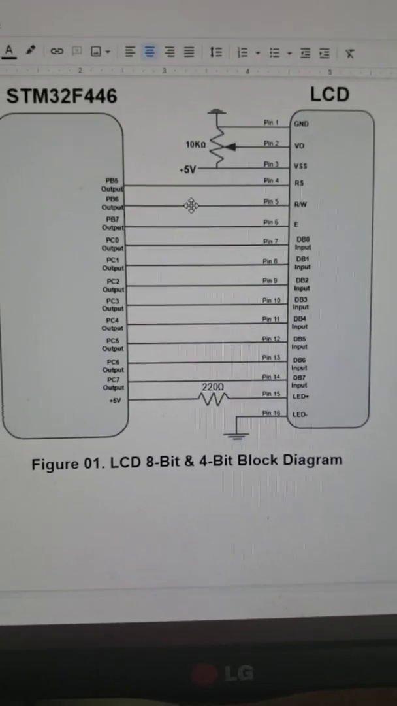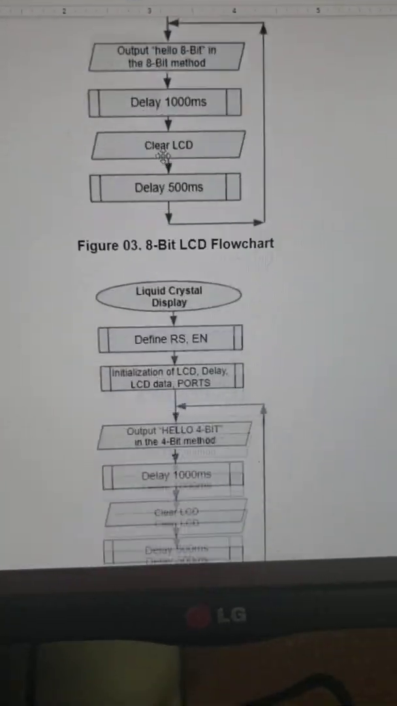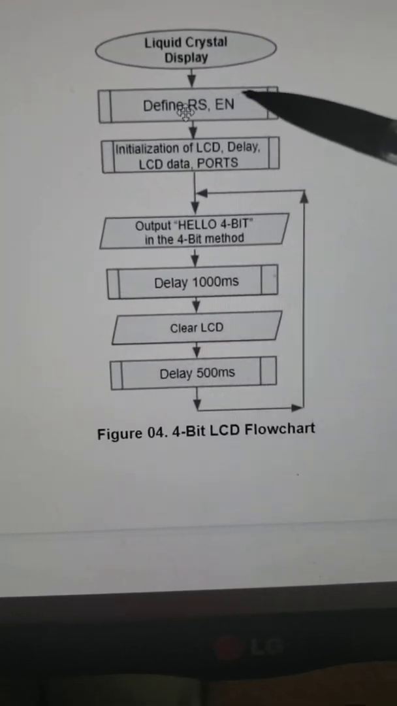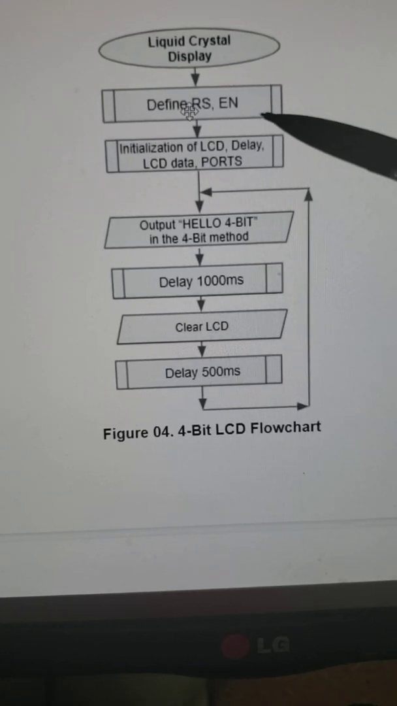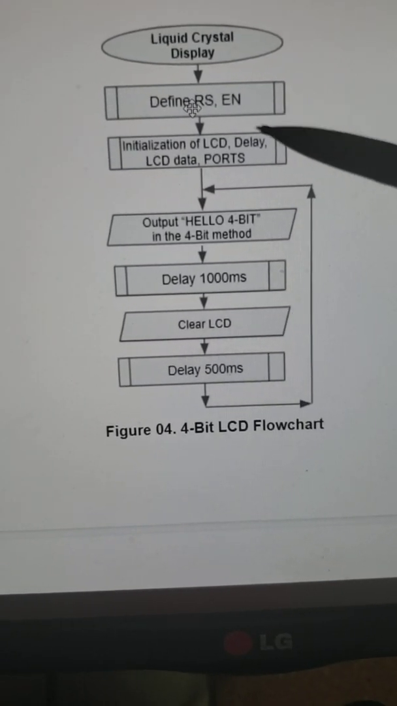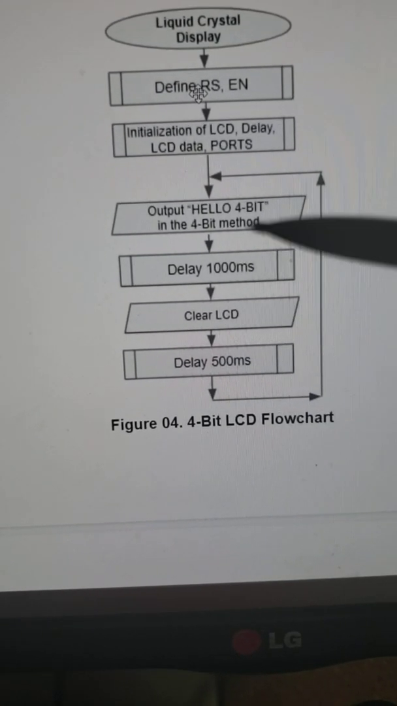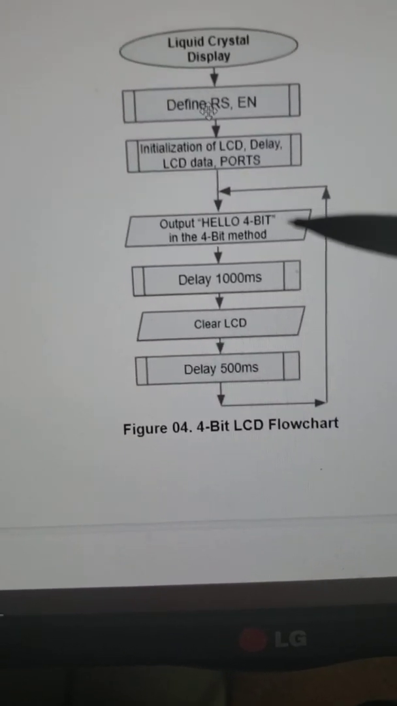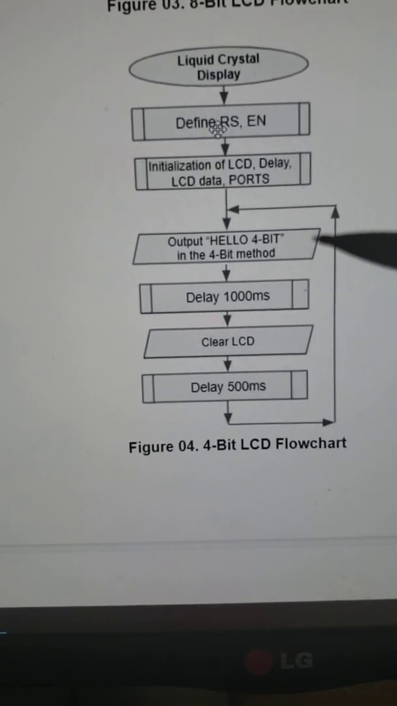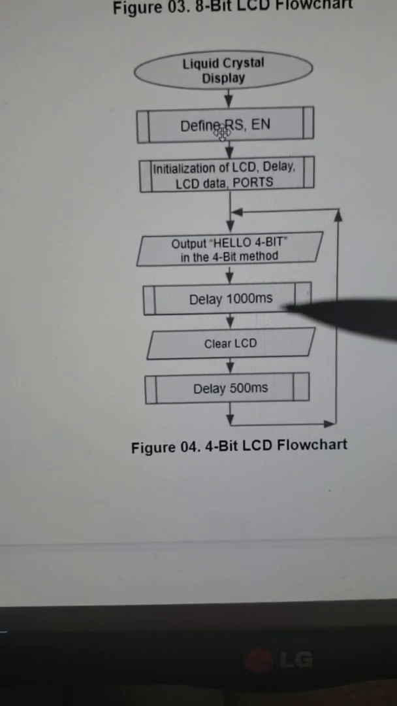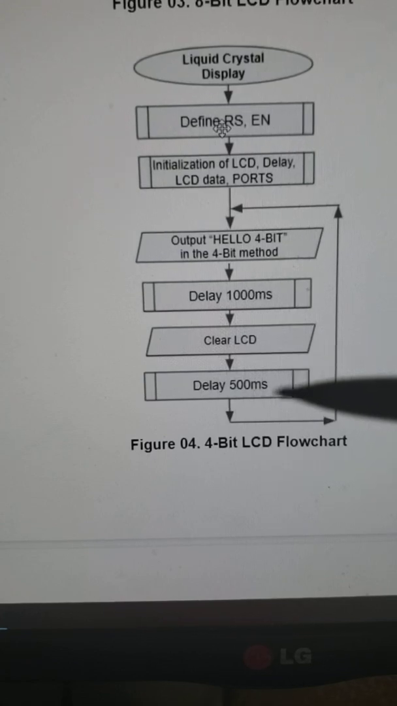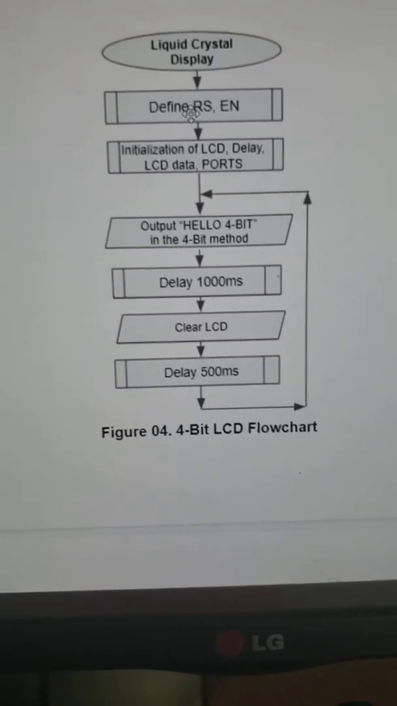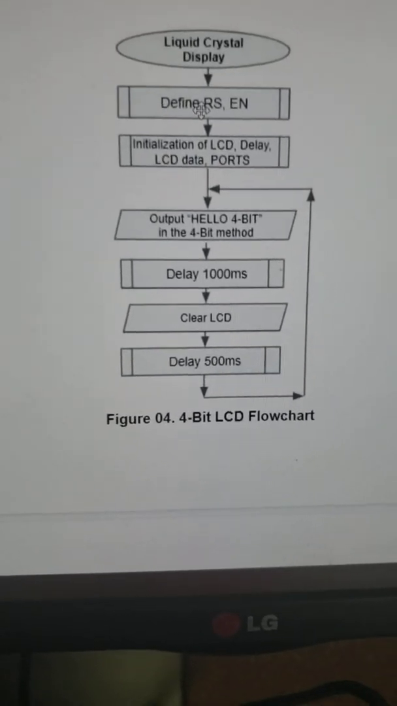For this one, the flowchart is pretty similar to the last one, but instead, we're not going to be using the RW on this. We're not going to be defining that function. Going through the same exact method, except we're going to be outputting capital Hello with the 4-bit, just to be able to signify the difference between the 8-bit and the 4-bit methods. Delaying for 1 full second, clearing the LCD, and then rinse repeating for another set of cycle for 500 milliseconds.